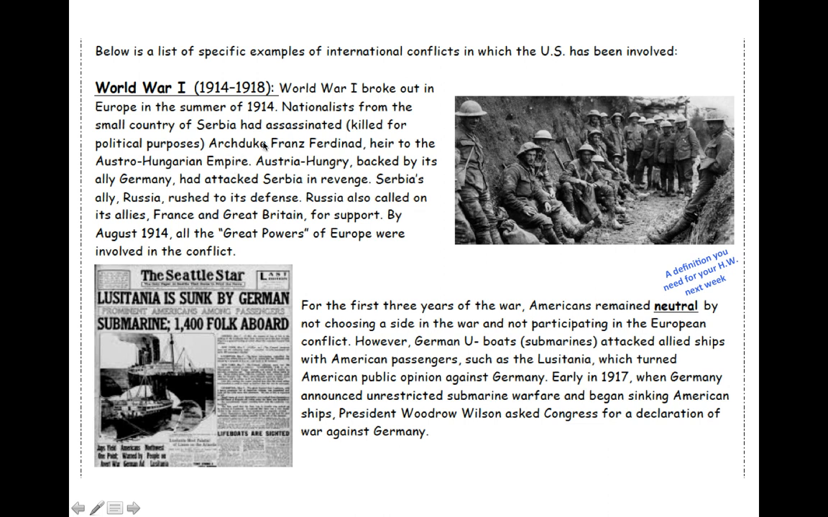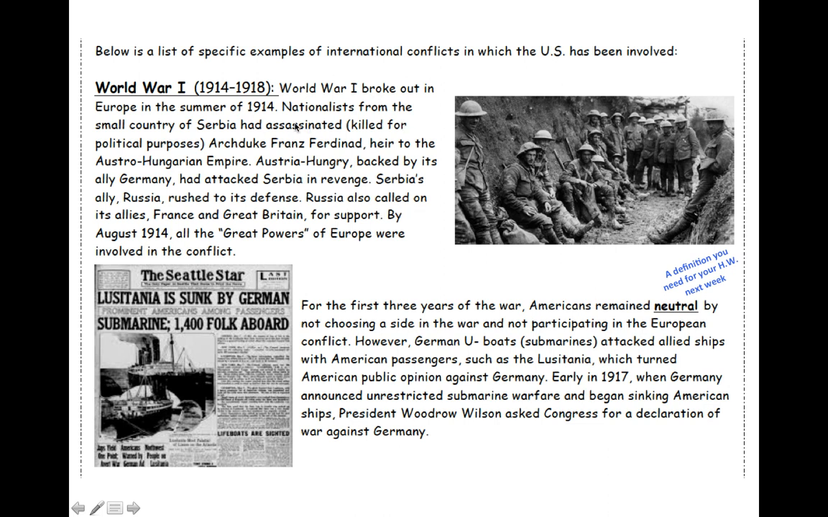So whenever the Archduke gets killed, Austria-Hungary, backed by its ally Germany, attacked Serbia in revenge. Serbia's ally, Russia, so the teeny little country of Serbia, the one who started this whole thing, they work with Russia, and they're going to attack back. Russia's going to rush to its defense. Russia also called on its allies, France and Great Britain, for support. By August of 1914, all of the great powers of Europe were involved in this conflict.